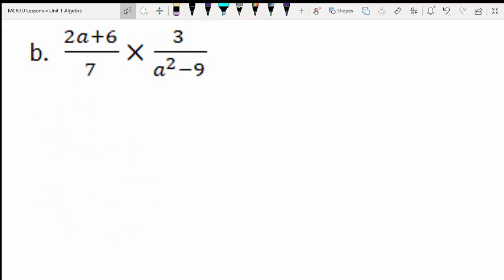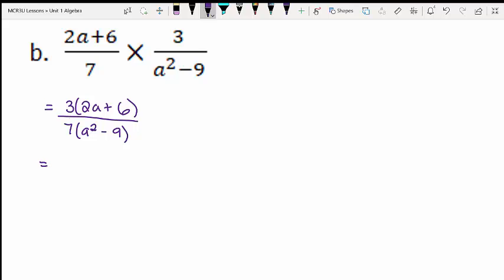Okay, let's multiply this together. So we'll multiply our numerators first. So 2a plus 6 times 3 is 3 times 2a plus 6. Okay, and we're not going to distribute the 3 into our brackets, because then we're going to go kind of one step backwards and we're going to have that much more to do when we have to go factor them. Okay, and in our denominator we have 7 times a squared minus 9, which is a difference of squares. So let's go ahead and factor this now.